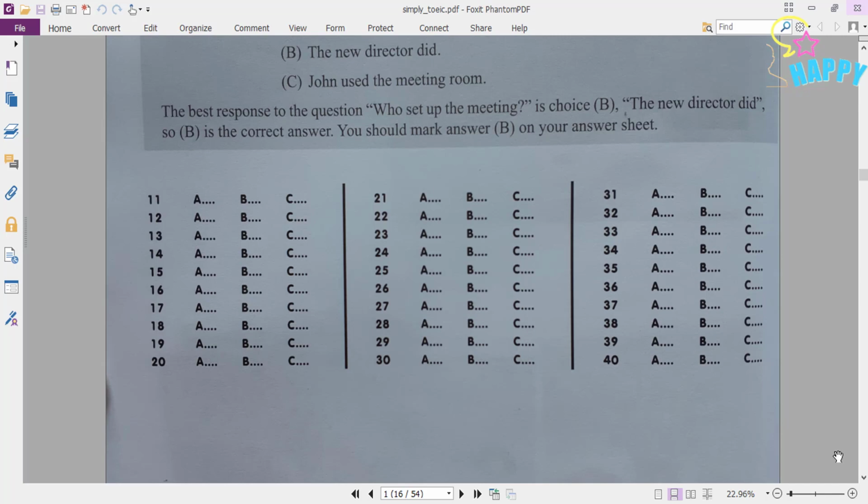Number 27. Do they tip taxi drivers in this country? A. I did once. B. No, they usually drive well. C. Not as a rule.